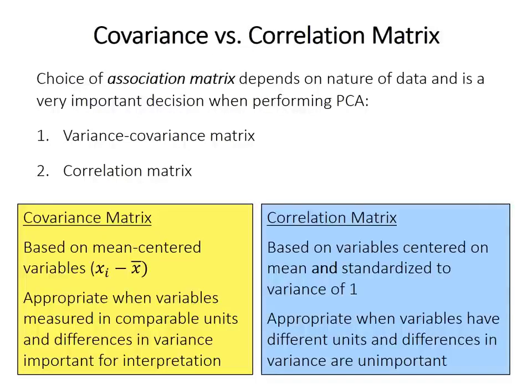The correlation matrix uses a matrix of Pearson's correlation coefficients. And if you remember way back to the lecture on correlation, this has the effect of standardizing each variable so that each one has a variance of 1. This is best in the case when you want to remove any effect of different variances, and you would pretty much use the correlation matrix if your variables are measured in different units, because if they're measured in different units, their variance and the differences between their variances are going to be unimportant.